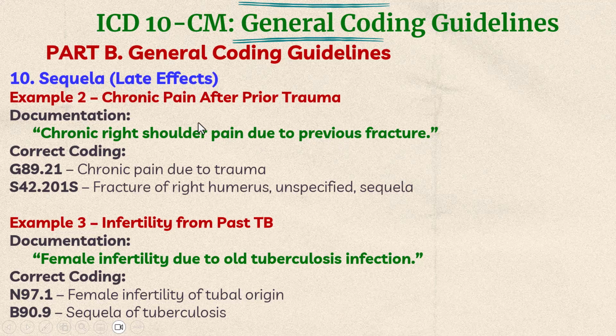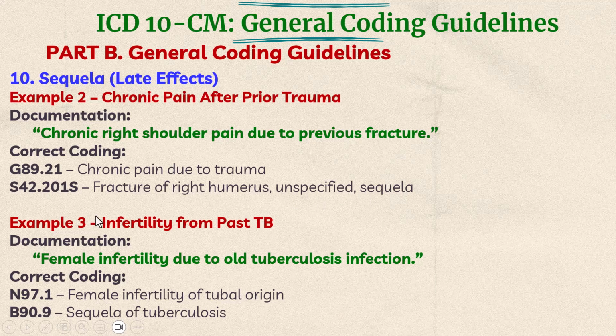So here the current condition is pain. You have to code the pain first, then the previous condition, that is the previous fracture. So the correct coding will be G89.21, that is chronic pain due to trauma, and S42.201S, that is fracture of right humerus unspecified, sequela.